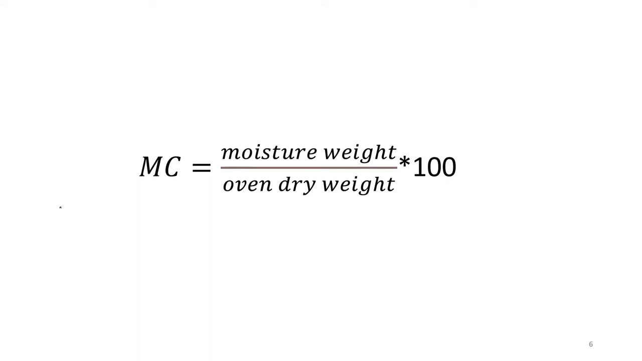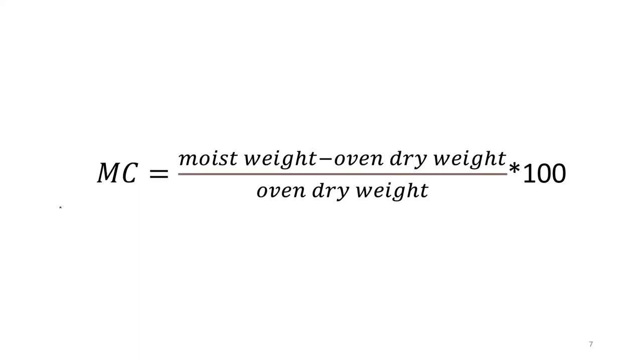However, I still have the problem of how to define the moisture weight. The way we do that is by subtraction. We define the moisture weight as the moist weight of a piece of lumber minus its oven dry weight, and then divide that by the oven dry weight to get a final moisture content expressed as a percent. So if you want to measure the moisture content of a piece of lumber, you first weigh it, then you place it in an oven for a period of time to drive off all of the moisture that you can. Then you weigh it dry and calculate its moisture content.